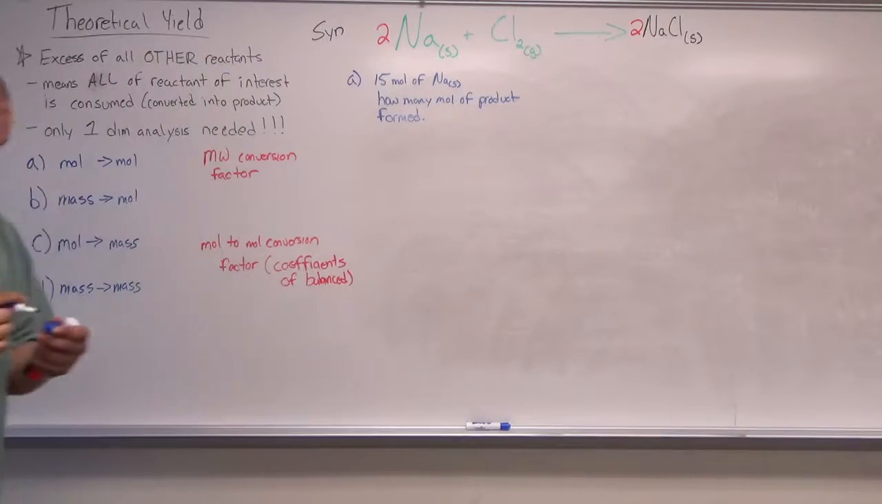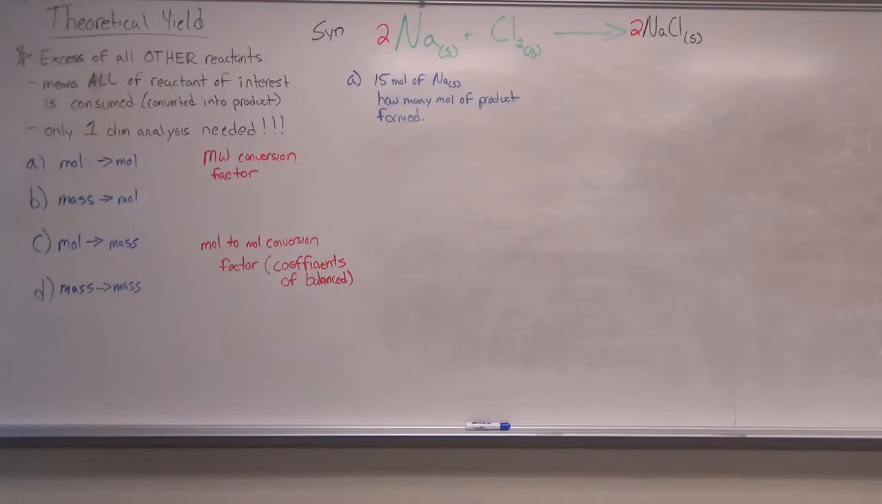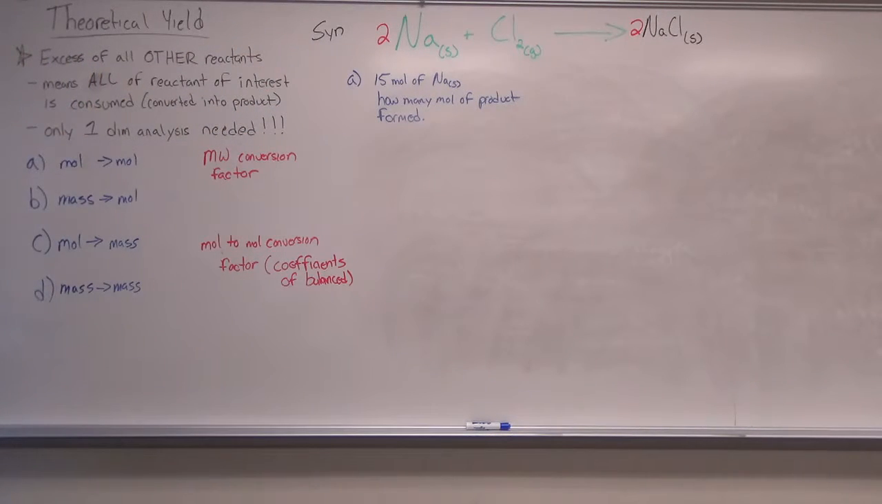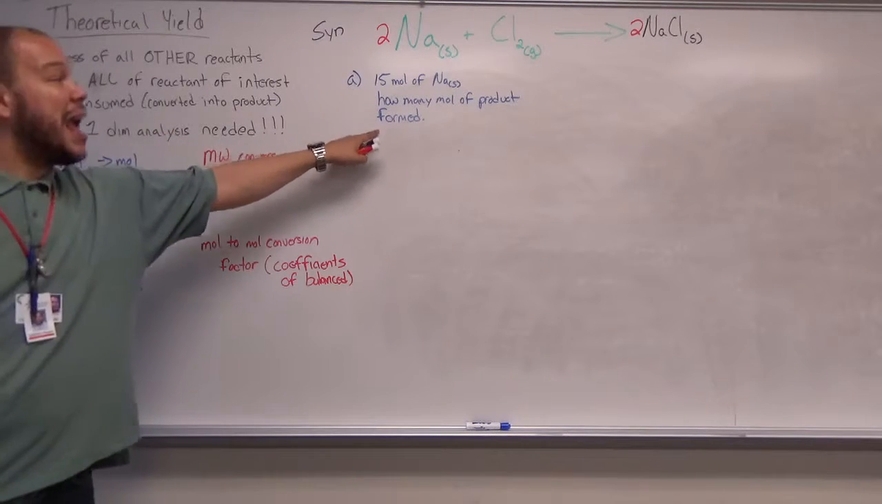All right, again, I say theoretical yield problems don't talk about the other reactant at all. Notice, nowhere in this have I talked about chlorine. And the reason is because there is an excess and we're not worried about its amount. Essentially saying money isn't an issue. Elemental chlorine is not the issue here. It is in excess. But what that does mean is that all of the sodium is going to get used up. So, again, we need to know which conversion factor to use to get the answer that we want.